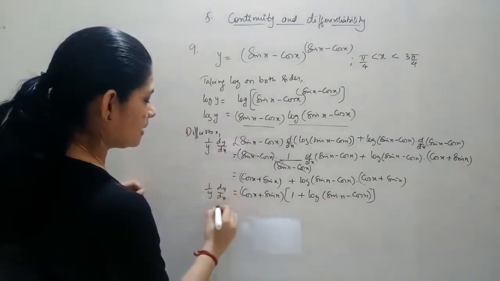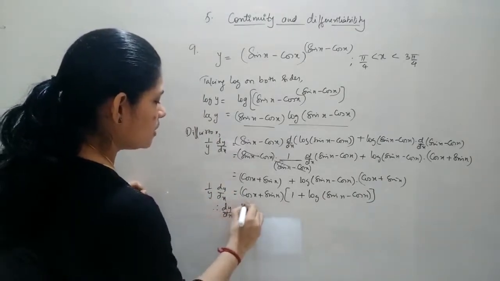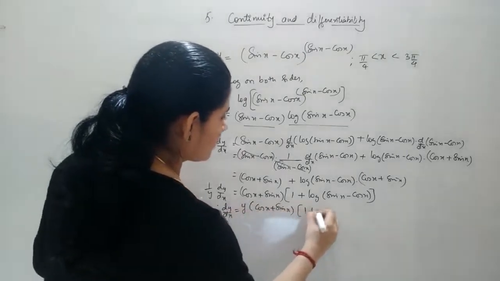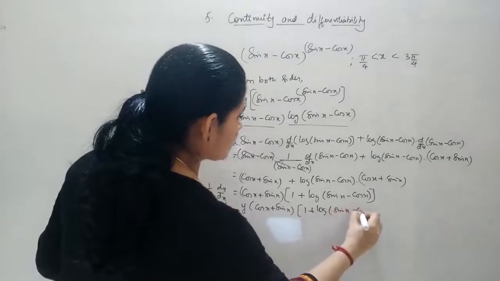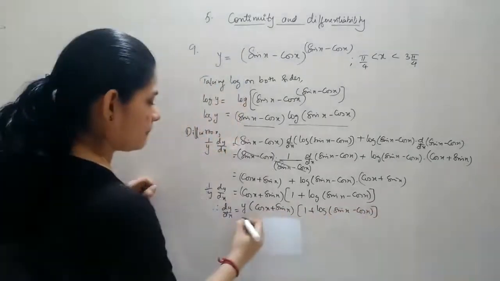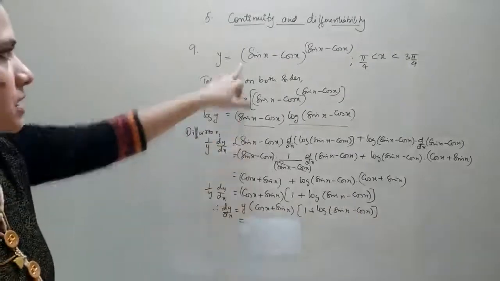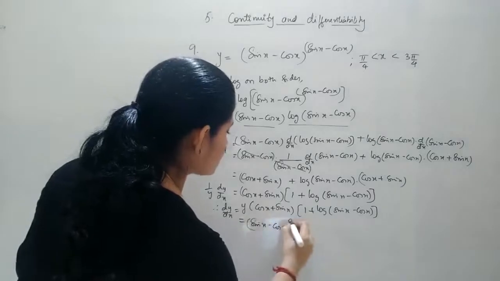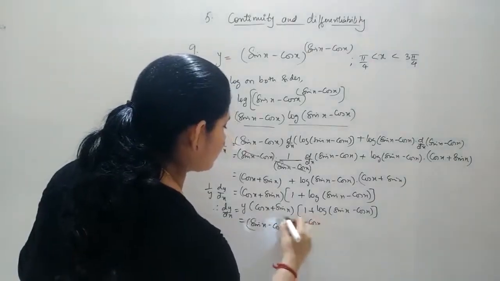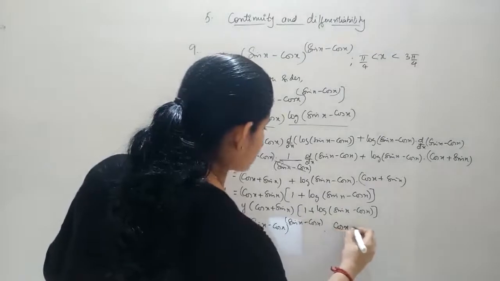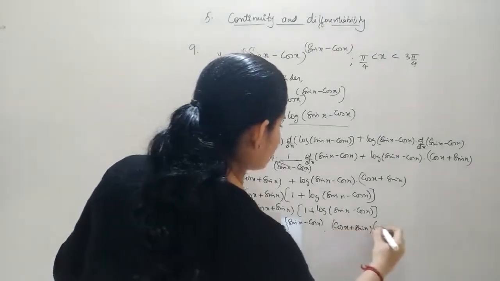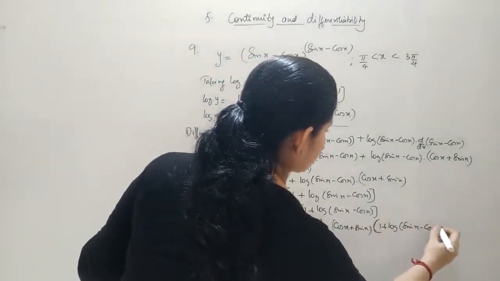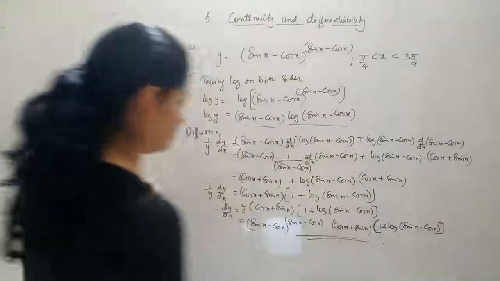Now what will be dy by dx? Therefore dy by dx is equal to y into cos x plus sin x into 1 plus log of sin x minus cos x. Replace the value of y, which is sin x minus cos x the whole raised to sin x minus cos x, into cos x plus sin x into 1 plus log of sin x minus cos x.